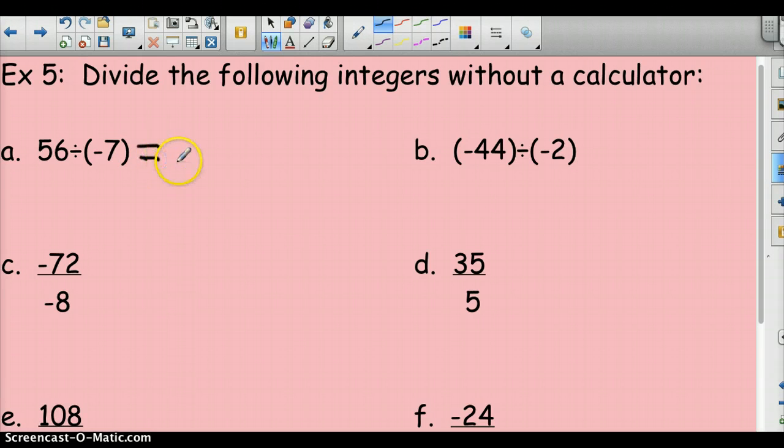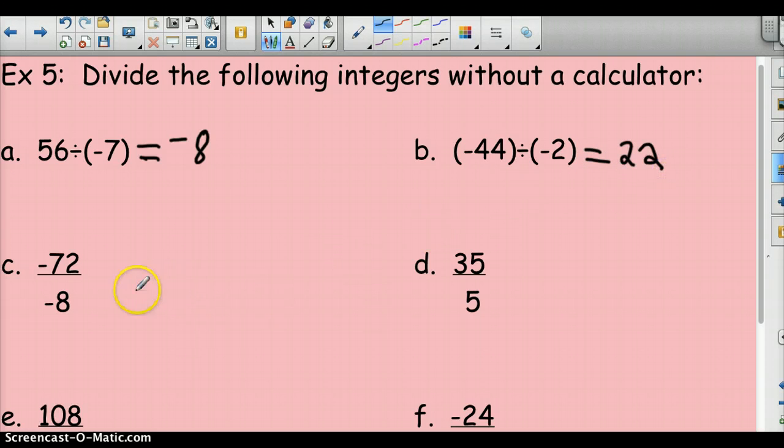Here we go. 58 divided by negative 7. It's a positive divided by a negative, so they have different signs. The result must be negative, and the result is negative 8. Moving on to the next one. Negative 44 divided by negative 2. These have the same sign. They're both negatives. The result will be positive, and 44 divided by 2 is 22.